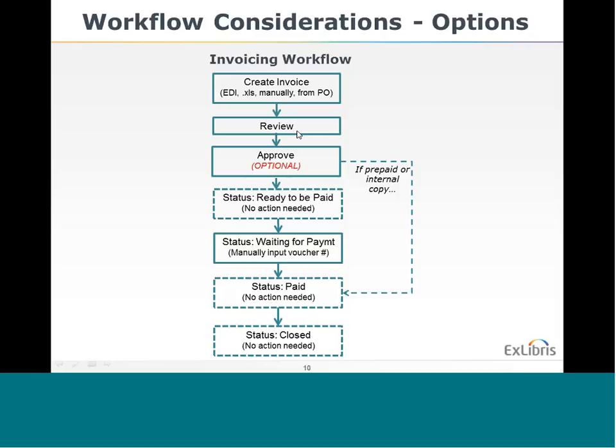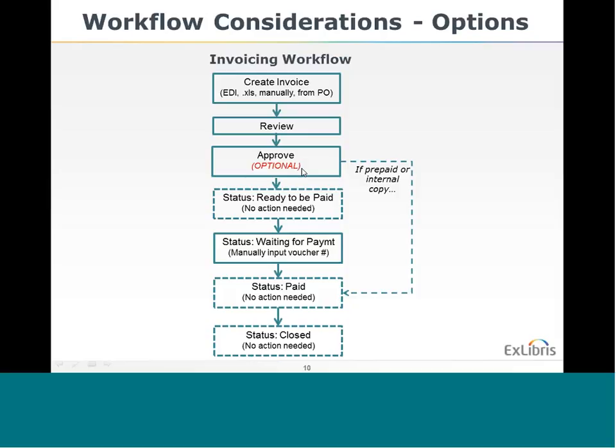After the invoice is reviewed and edited as needed, the invoice is then reprocessed to determine if there are elements still requiring attention. If data issues are still present, the invoice returns to the review stage. If all data issues have been resolved, the invoice then proceeds to the next step, which is the approval stage.